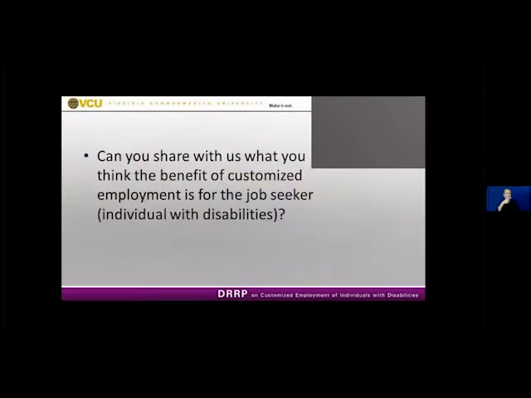Okay. So can you share with us, what do you think the benefits of customized employment are for the job seeker, for that individual with disabilities? I think there's a lot of benefits. It gives them a sense of community, a sense of purpose. It can boost their confidence by going into work.